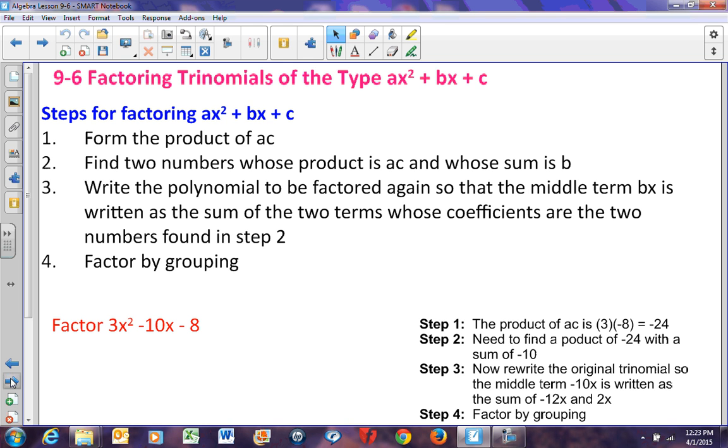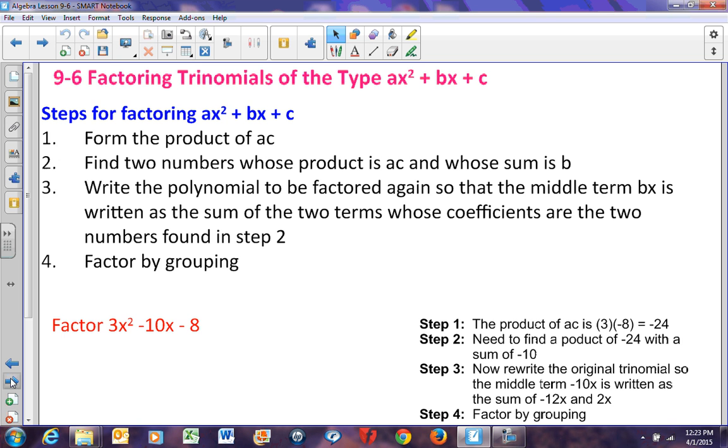The first thing you're going to do is form the product of A times C. The last time we did this, we had to have two numbers that multiplied to give us the product of C, but added together to give us the sum of B. Now we're going to find two numbers that multiply to give us the product of A times C, but the sum is still B. You're going to write your polynomial to be factored again so that the middle term, bx, is written as the sum of two terms whose coefficients are the two numbers you found in step 2, and then you're going to factor by grouping.